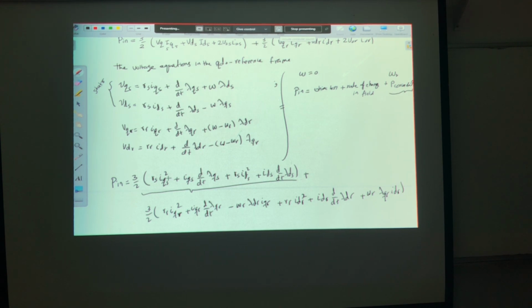Good. Now I will collect the terms that contribute to the output, which are the terms that contain omega.